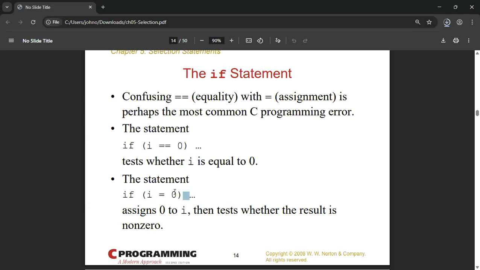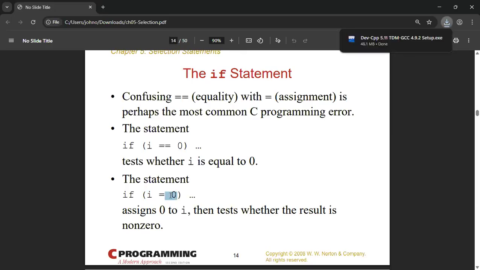Actually, this is what is going to happen. It takes 0, puts it inside of I. That is the first thing that happens. So it solves the assignment operation, puts 0 inside of I, and now it checks what is the value of I. Since the value of I is 0, as far as C is concerned, it means false.